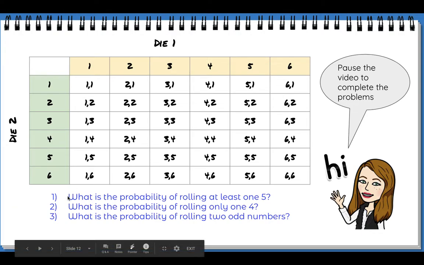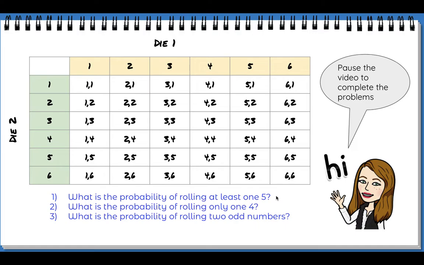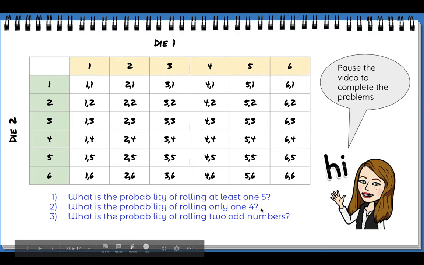Number 1, what is the probability of rolling at least 1 5? Number 2, what is the probability of rolling only 1 4? Please note the difference in the language here. They mean different things. And number 3, what is the probability of rolling 2 odd numbers? So please pause the video to complete these problems.